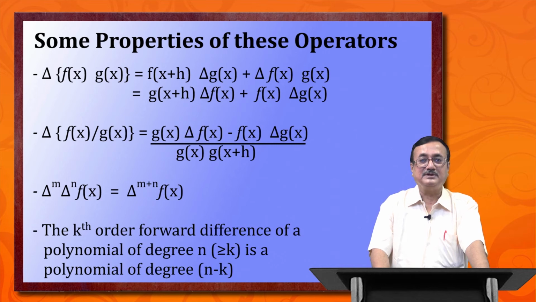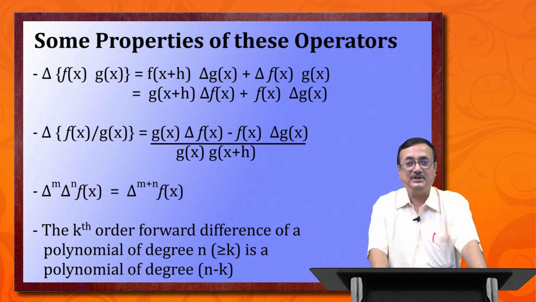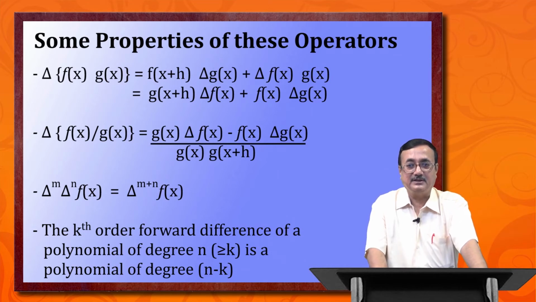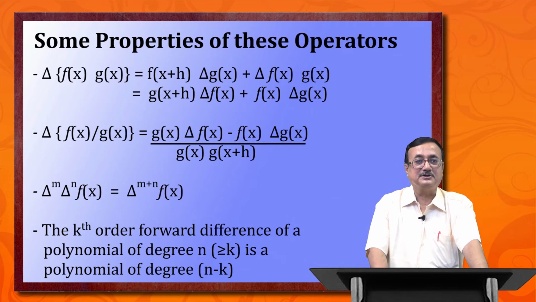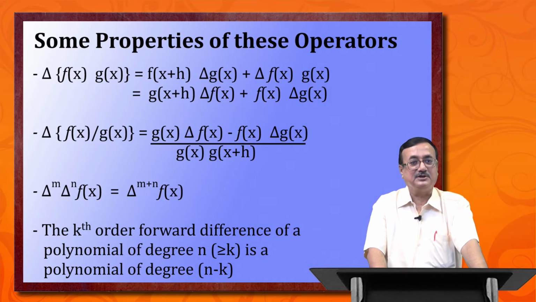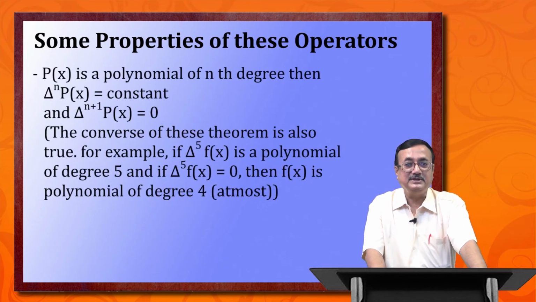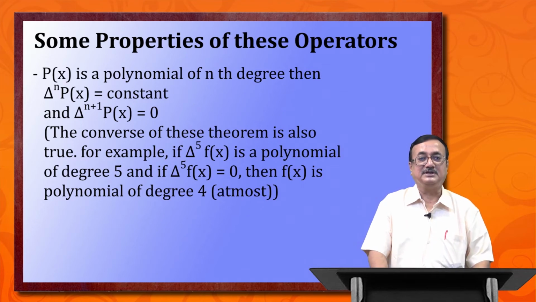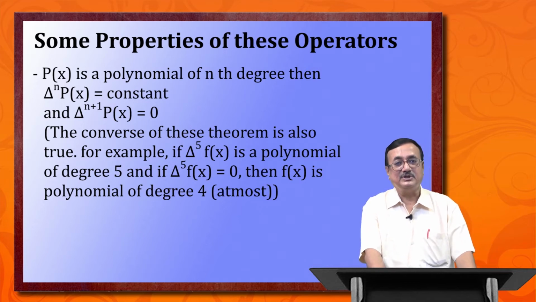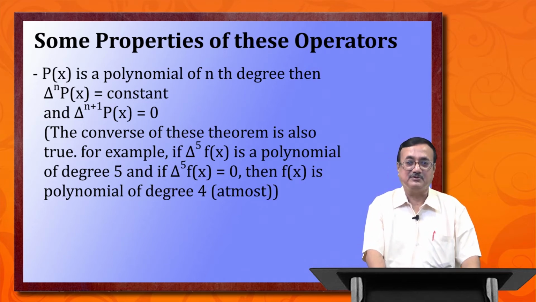The kth order forward difference of a polynomial of degree n, which is greater than or equal to k, is a polynomial of degree n minus k. So if we take the differences of a polynomial of degree n, then its degree will be lessened by an amount k. So if we operate with the second order difference on a fourth degree polynomial, we would get a second degree polynomial. If P(x) is a polynomial of nth degree, then delta n of P(x) is a constant, and obviously delta n plus 1 acting on P(x) will be equal to 0.